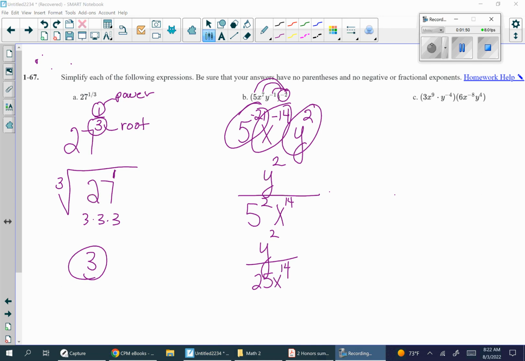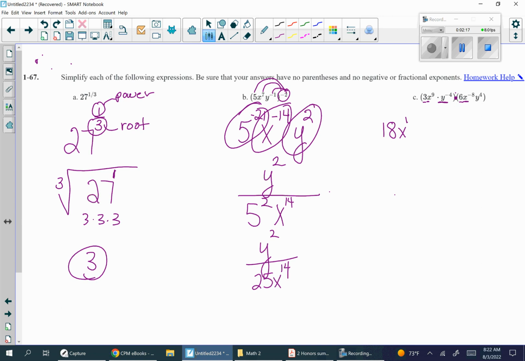For part C, we have a product of a couple of different exponential expressions. And because we have two sets of parentheses here, it's just like multiplication. So we're just multiplying. So we can take 3 times 6, we get 18. X to the 9th times x to the -8. Now we would add those. So 9 plus -8 is x to the 1st.